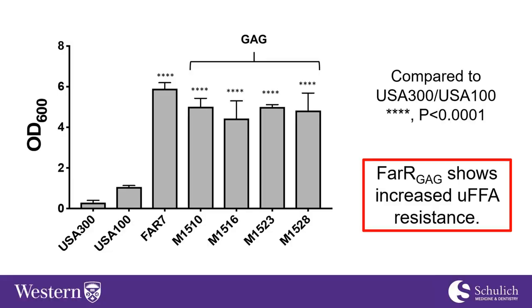Initial MIC of the FAR-R GAG duplication isolates in the presence of linoleic acid demonstrated increased growth in UFFA resistance compared to USA 300 and USA 100 for all isolates. The growth was also comparable to FAR7. Sequencing will again be performed to confirm the presence of the GAG duplication at position 93 in FAR-R.